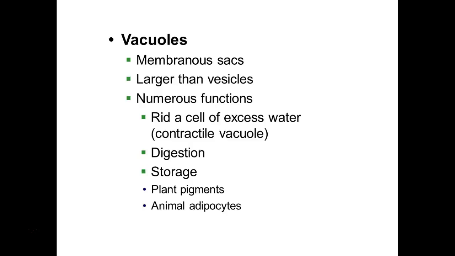And in lab, hopefully we will see a paramecium. Paramecium gets rid of the excess water by a contractile vacuole. Sort of acts like the spout of a whale if you think about it. Vacuoles can also be involved in digestion of intracellular material and also for storage. For example, pigments in plants we'll see in lab are very commonly inside of the vacuole. In us, we have cells called adipocytes. Adipocytes are going to store fat cells, and we find them in adipose tissue.